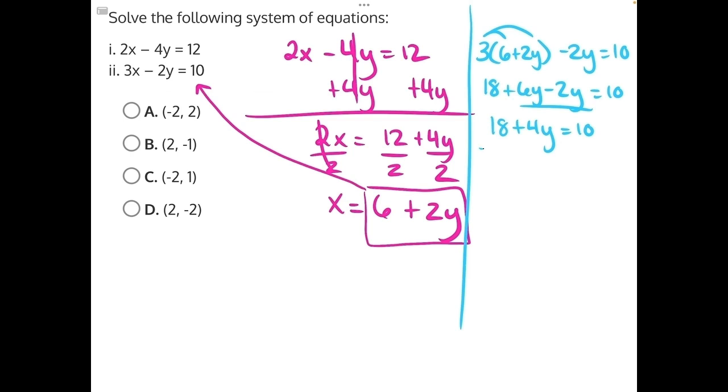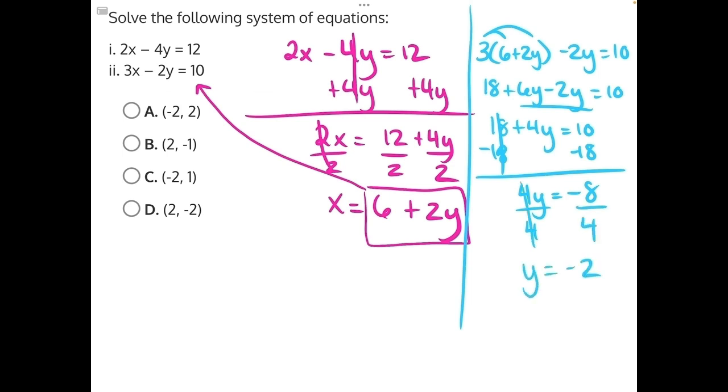Then opposite operations, we'll subtract 18 from both sides. These will cancel, leaving us with 4y is equal to negative 8. And finally, we'll divide both sides by 4. And that will give us y is equal to negative 2. There is only one answer with a y value of negative 2, and that is answer choice D, our correct answer. Forgot to mention that at the beginning of the video.